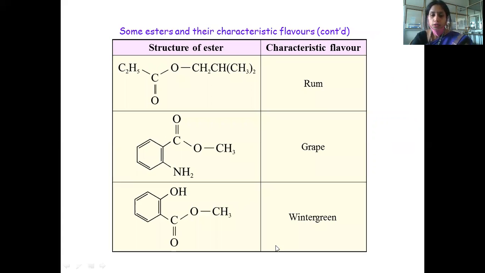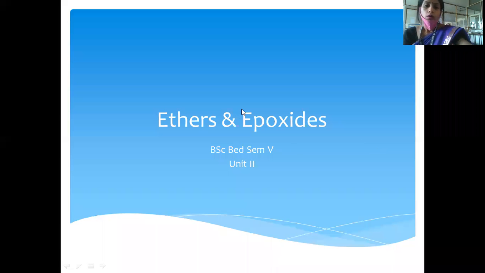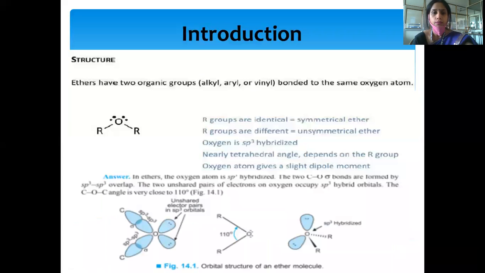Alright, so I will just stop here for a while and I will change my slide because we need to start with the next topic, that is ethers and epoxides. Alright students, now we will start with the next topic, that is ethers and epoxides. This is also part of the second unit, that is carboxylic acid and derivatives of your fifth semester.